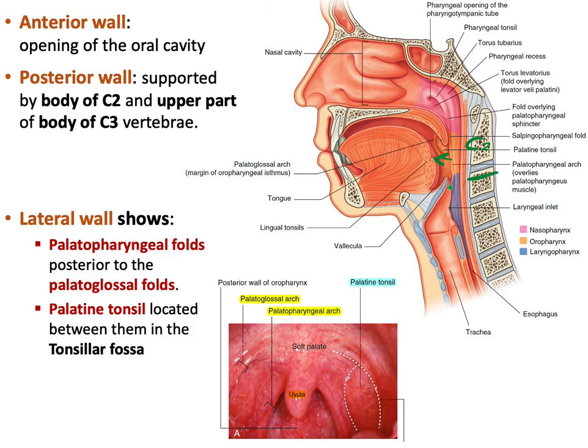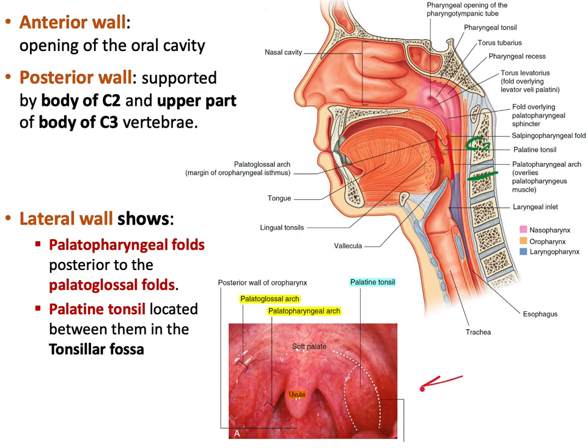Now, if you look at the lateral wall, if you remember from the first lecture in the GI system, we talked about the oral cavity and the palatine tonsil, that they are guarded by folds: the palatoglossal fold, and here the other fold posteriorly, which is the palatopharyngeal fold and arch, right? So laterally you have the palatopharyngeal fold, which is located posterior to the palatoglossal fold. In between there is a palatine tonsil that you can see in the mirror, located in the fossa.